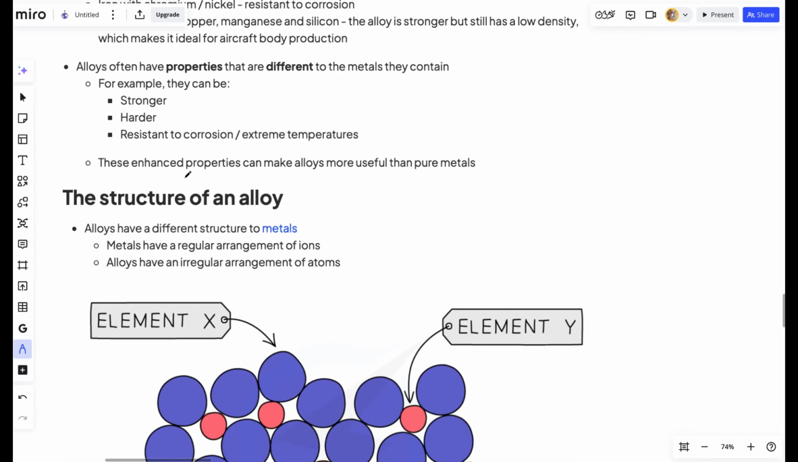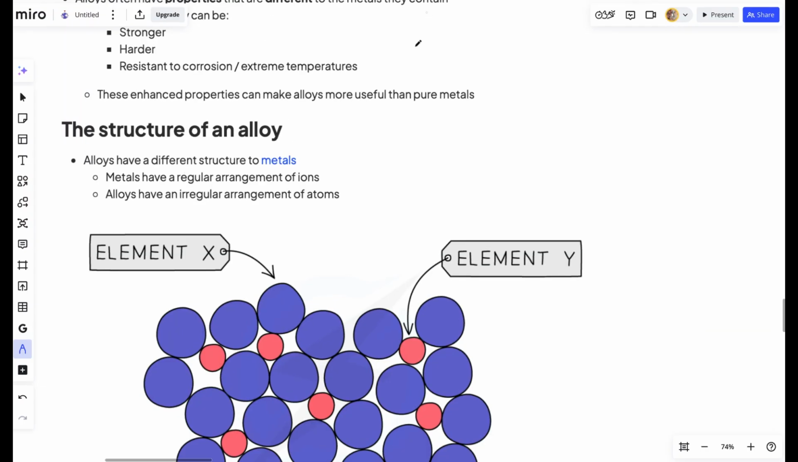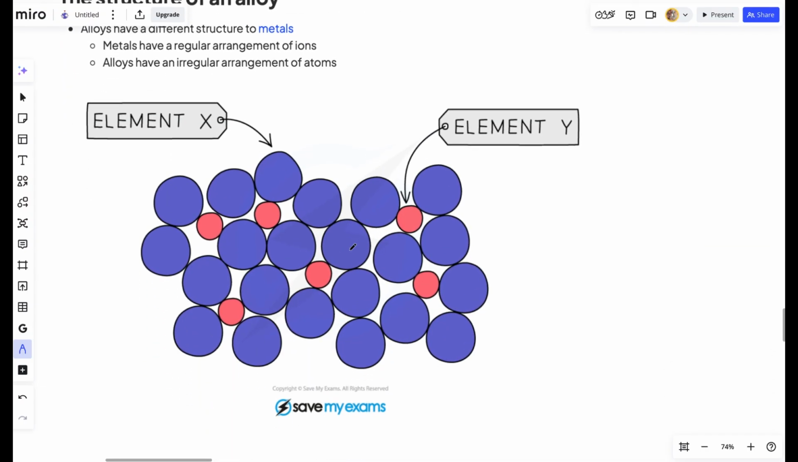Now let's take a look at the structure of an alloy, which we've already described in our tutorial. We say for alloy, the particles are of different sizes. Pure metals, all the particles are the same size. Get this. Alloy, the particles are different sizes because they are made up of different elements, different metals. Now, because of the combination of different sizes of these particles, it is very difficult for them to slide when you hit them.